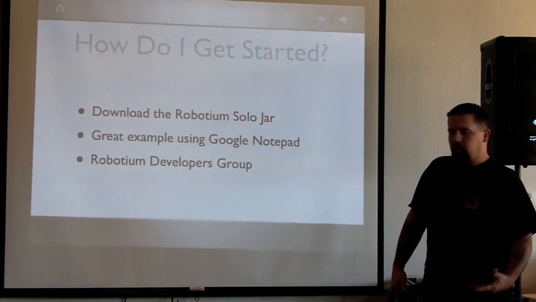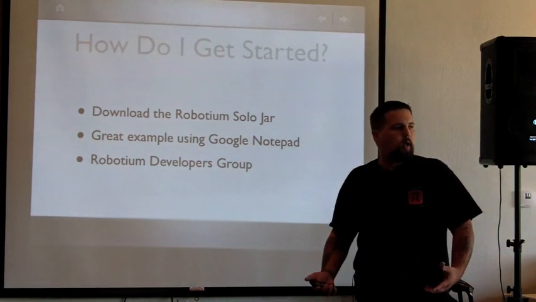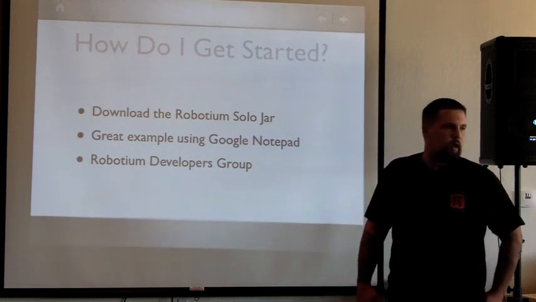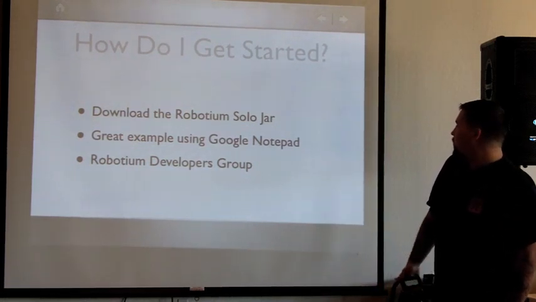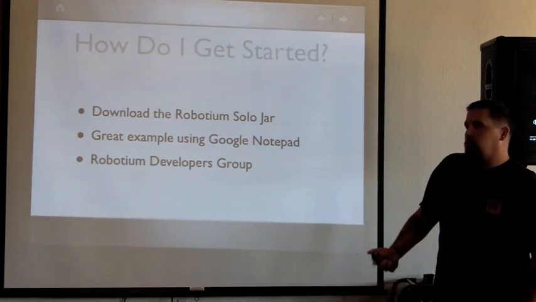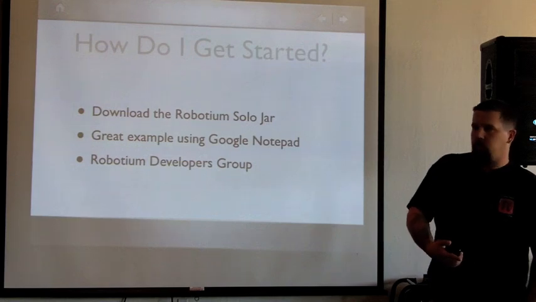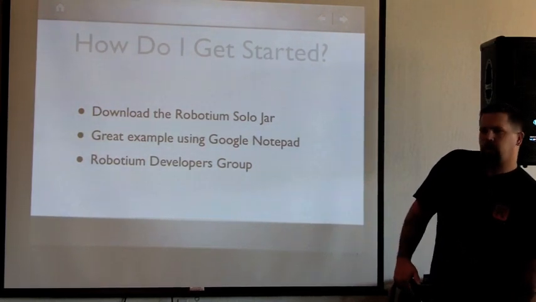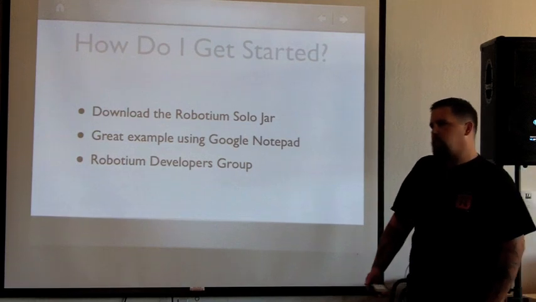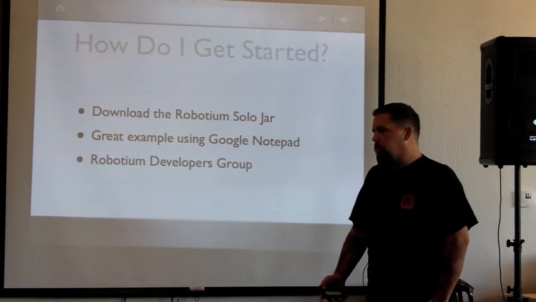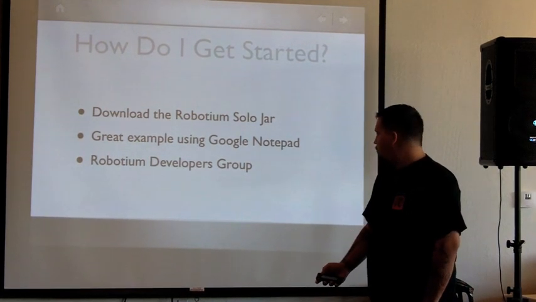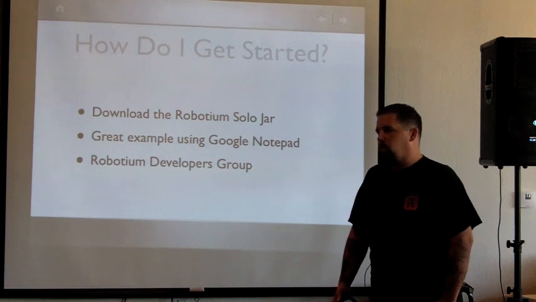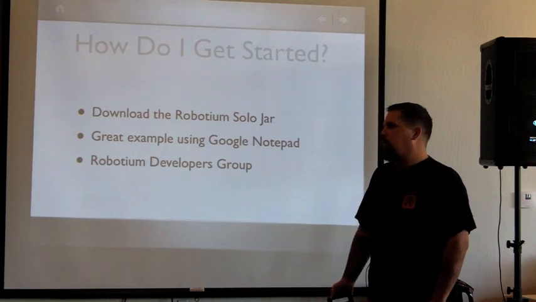Where do you get started? There's a Google project for Robotium. You can go to robotium.org. Download the jar file. They have great examples using the Google Notepad tutorial, which I'll actually run through here at the end. And the developers group's pretty active. I'd say there's maybe 10 messages a day going through that developers group. And everybody seems to be pretty responsive, although they're all kind of guessing at some of the stuff right now.